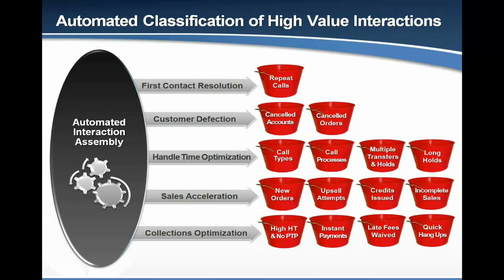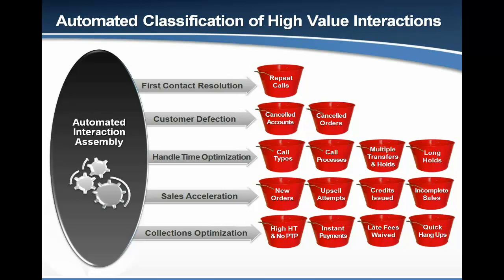Sales acceleration and collections, I know 18% of you said that was the key goal for analytics. So things you might want to look at is new orders, upsell attempts, where they started an upsell, they went into the upsell screen, and then they didn't finish that upsell opportunity. Why did that occur? Are they giving credits that shouldn't have been issued, right? Are they giving credits where they didn't really need to, right?